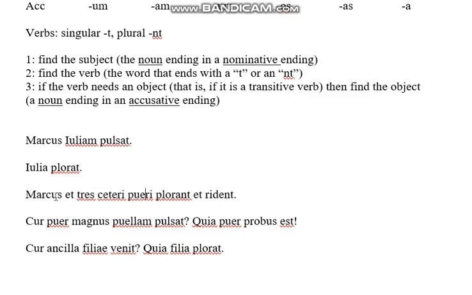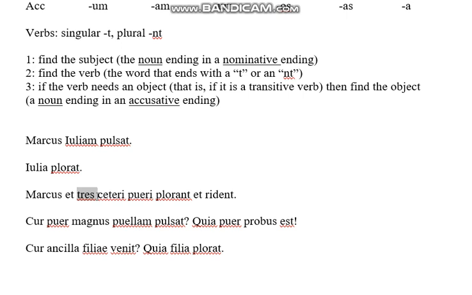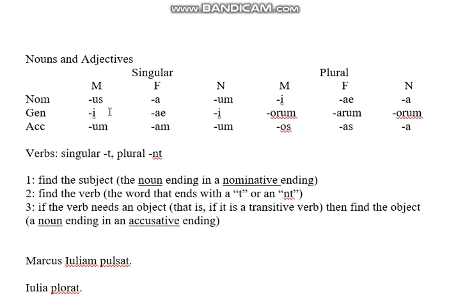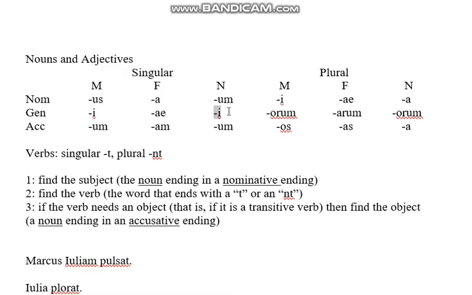Is Marcus the only subject here? Not really. So we have tres. Now tres, this es ending, that will be important later, but you can ignore that now. Just remember this. You just know that means three. We have ceteri pueri. Well, let's go back up to our chart. That can be either genitive singular masculine, nominative, neuter genitive singular, or it can be masculine nominative plural.